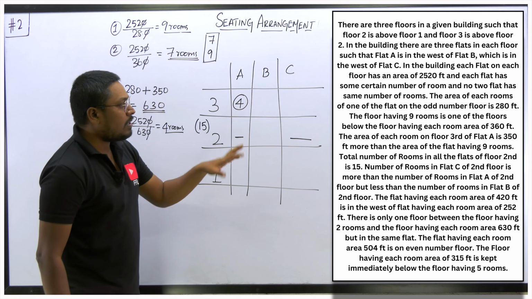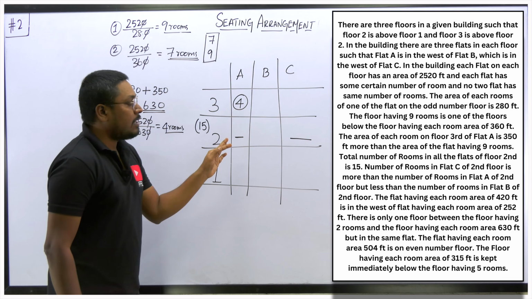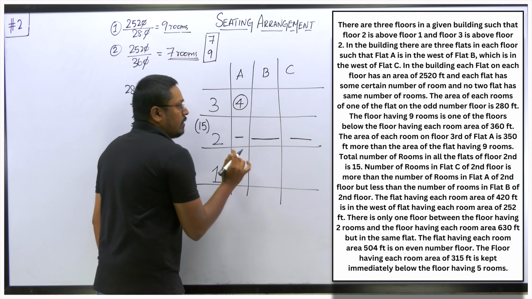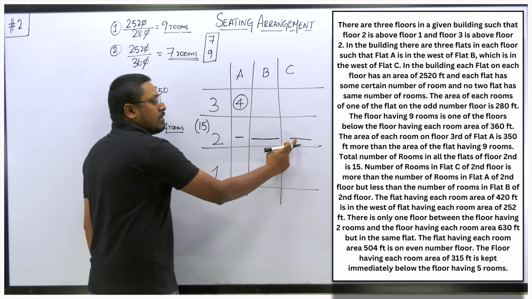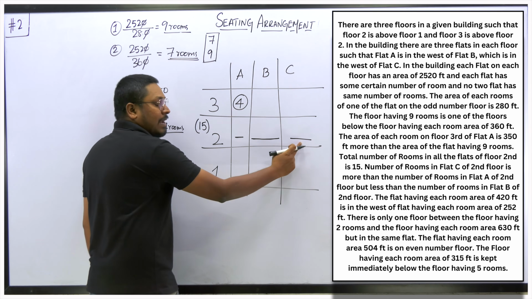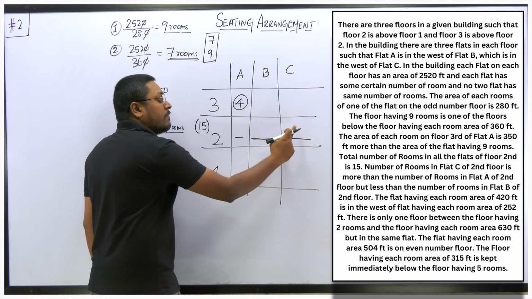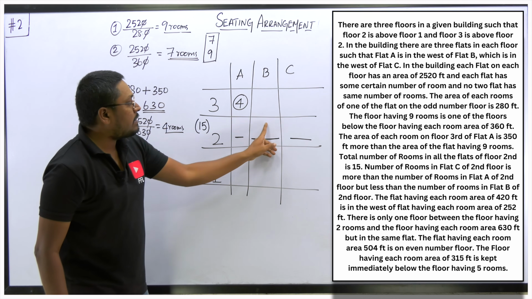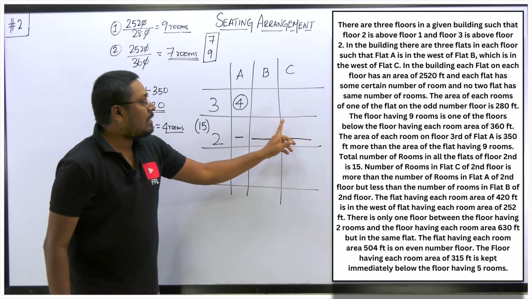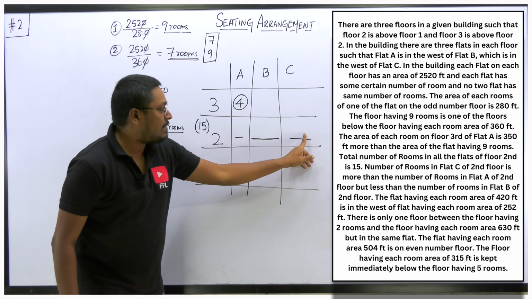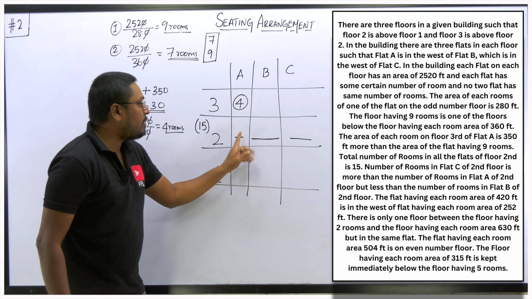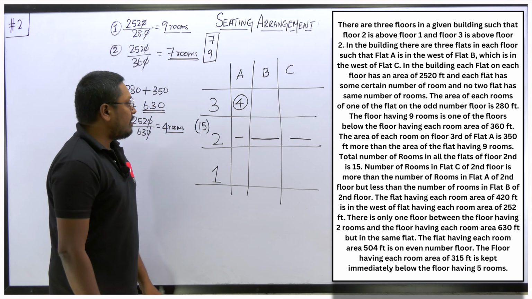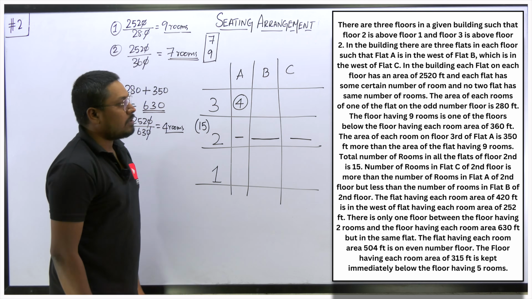And what about the second one on the second floor? It is less than the number of rooms in flat B. So just listen here: the number of rooms in flat C is more than flat A, and the number of rooms in flat C is less than flat B. The meaning here is, flat B should contain the highest number of rooms, the next highest should be flat C, and the lowest should be flat A. So this is the point they have given. Okay, but we can't fix anything here. Let me move on to the next point.